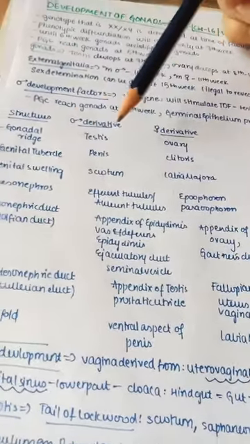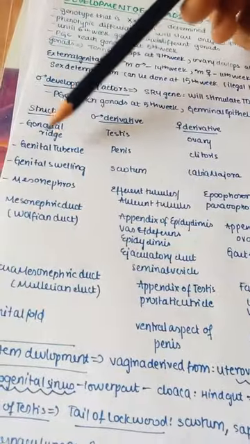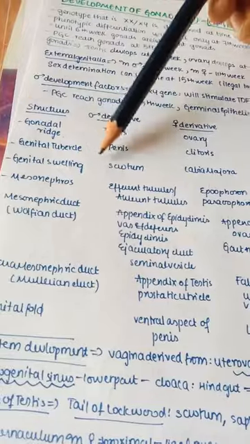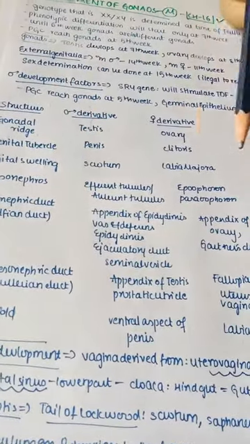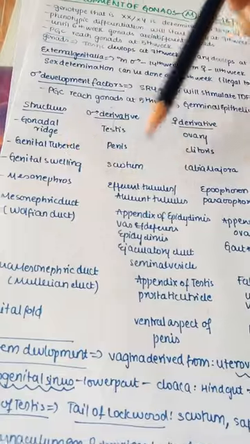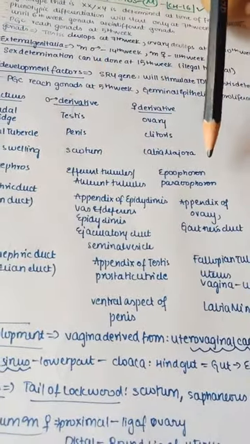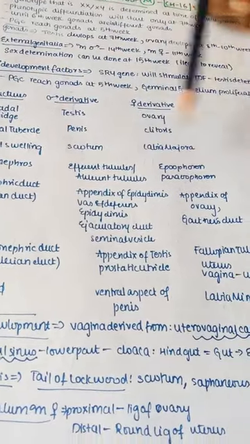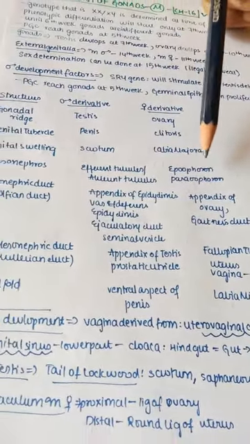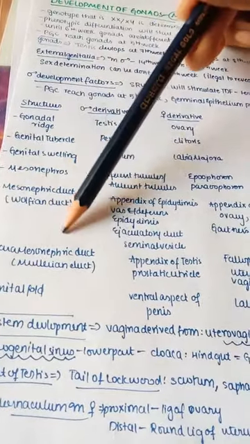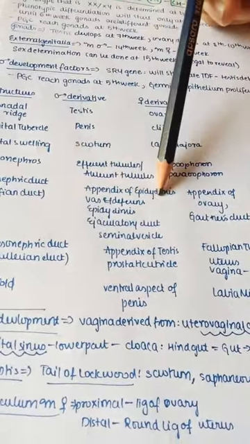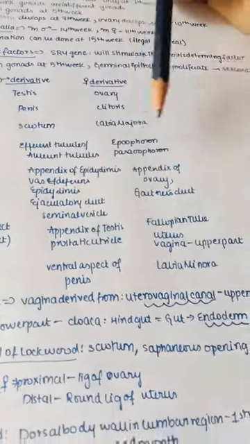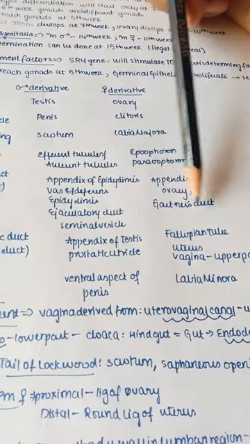Now let us see the structures, male derivatives and female derivatives. The gonadal ridge mainly forms the testis in the case of male and the ovary in the case of female, the tubercle mainly forms the penis in male and clitoris in female, and the swellings form the scrotum in male and labia majora in female. Mesonephros forms the efferent tubules or aberrant tubules in male, and epoophoron, paroophoron in female. Mesonephric duct, also called the Wolffian duct, leads to formation of the appendix of epididymis, vas deferens, epididymis, ejaculatory duct, seminal vesicle. But in a female, it forms the appendix of ovary and also Gartner's duct.